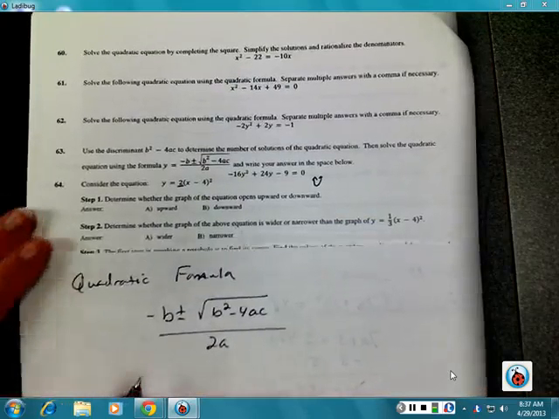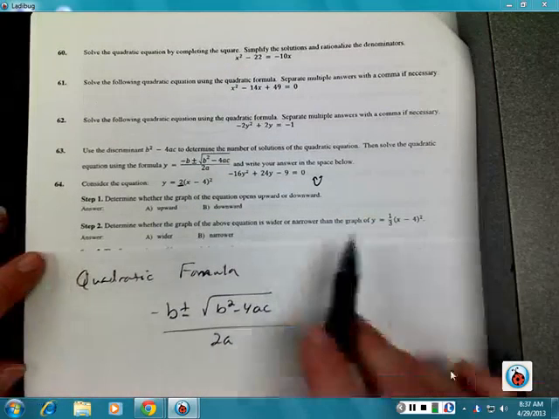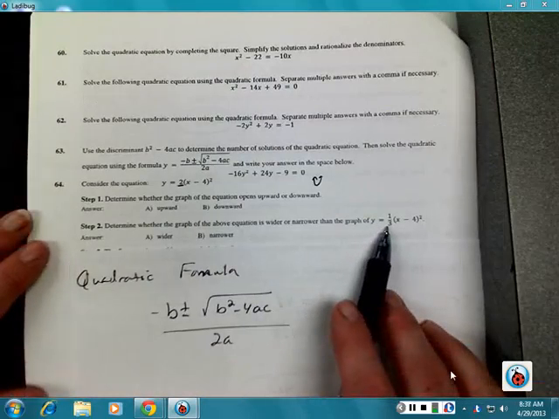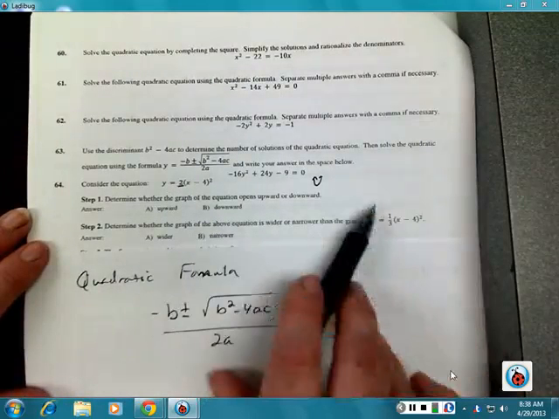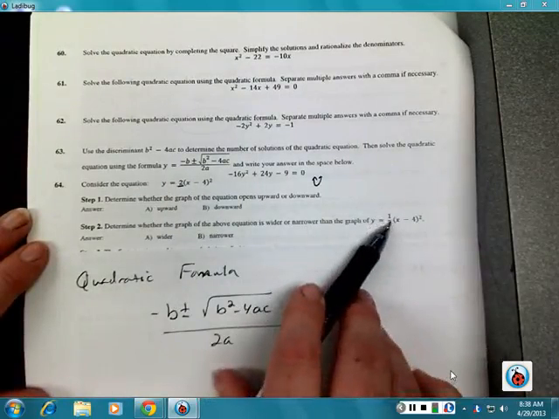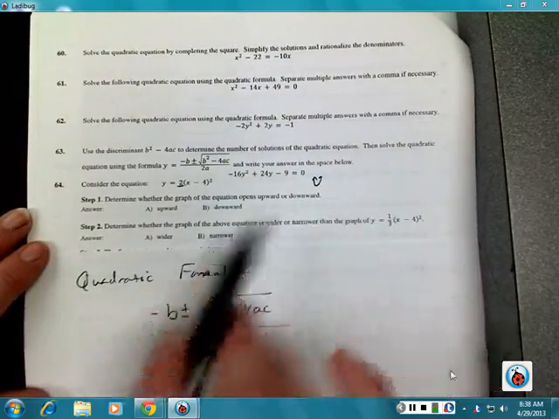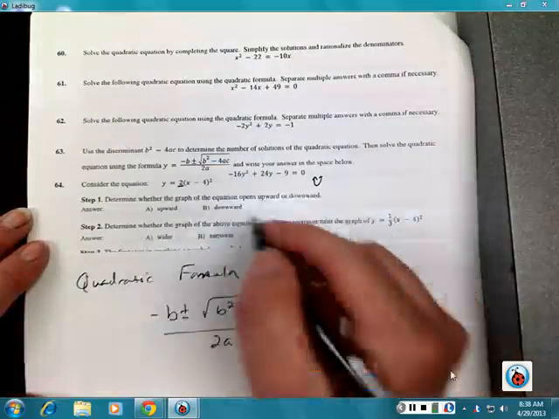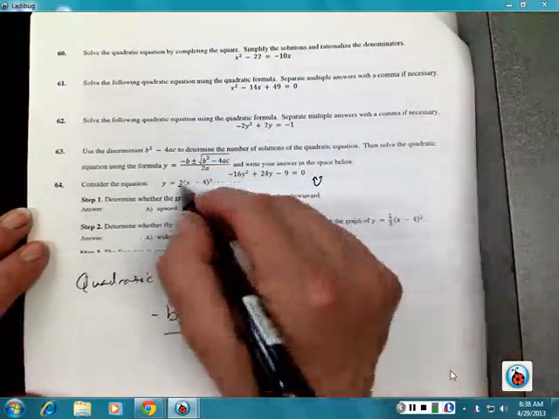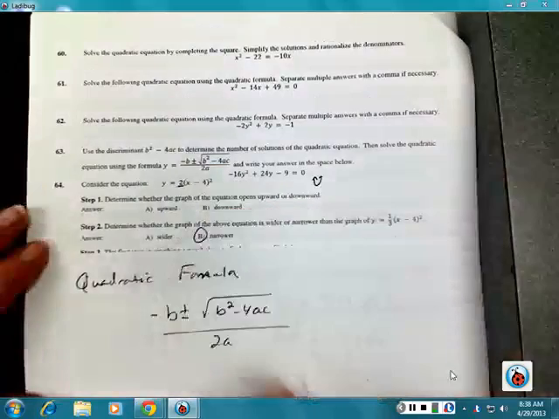Determine whether the graph of the equation is narrower than this graph. Is it narrower or wider? Narrower, right. Because this is a 2 and this is a third. Remember, fractions make it wider, sorry, and whole values make it narrower. So it's going to be narrower than that.